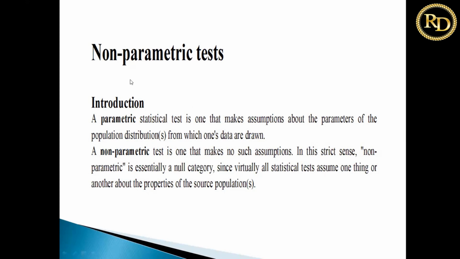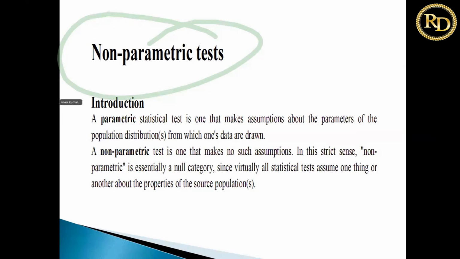So what are parametric tests? We know that a parametric statistical test is one that makes assumptions about the parameters of the population distribution from which one's data are drawn. It means there we have one very crucial assumption, that the parent population should be normally distributed. Here we do not consider any such assumption that the parent population, from where we have to take the sample, should be normally distributed. So a non-parametric test is one that makes no such assumptions.